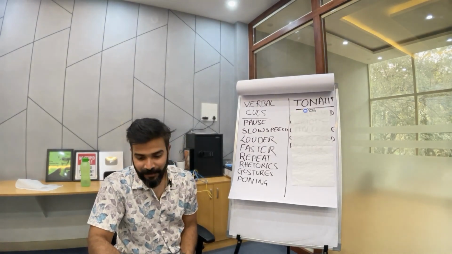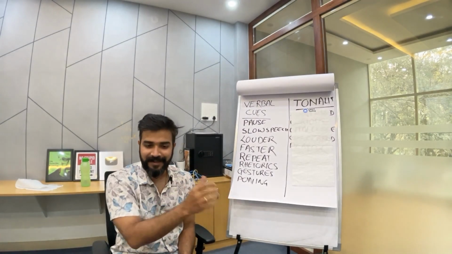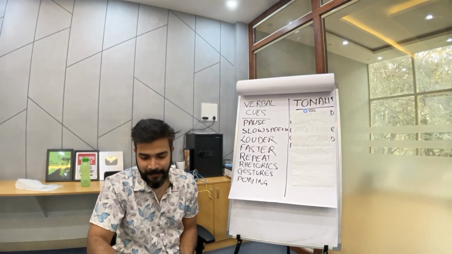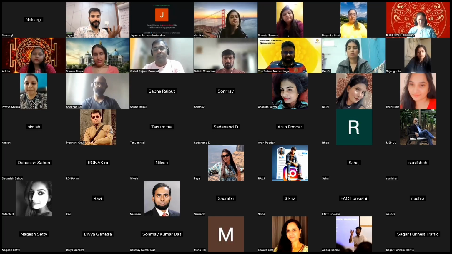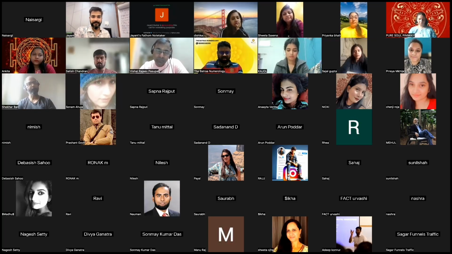All right. So next thing that we're going to learn is tonality. Tonality is nothing but verbal cues added with a little bit of emotions. Okay? Now, when you're talking to people, you are talking to basically emotional beings. People respond to emotions more than anything.